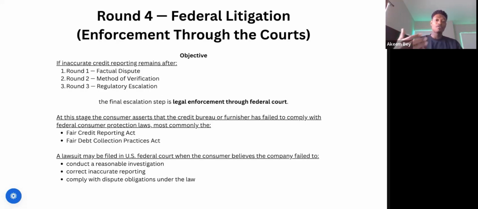So now round 4 is the federal litigation. So if after 3 rounds they haven't done anything, now we want to go enforce it through the courts. Now you want to file that lawsuit against the credit bureaus and your lenders, right?